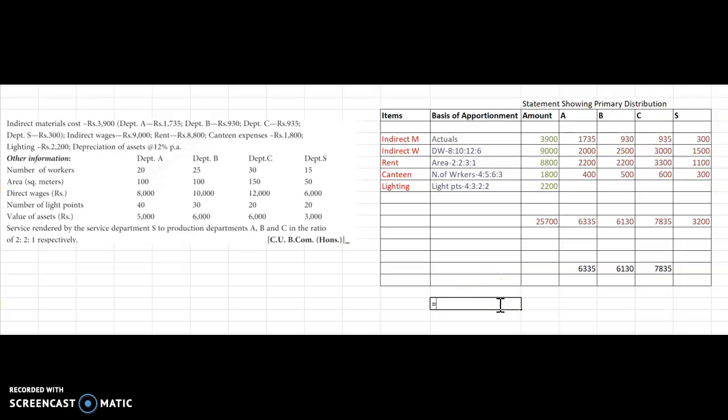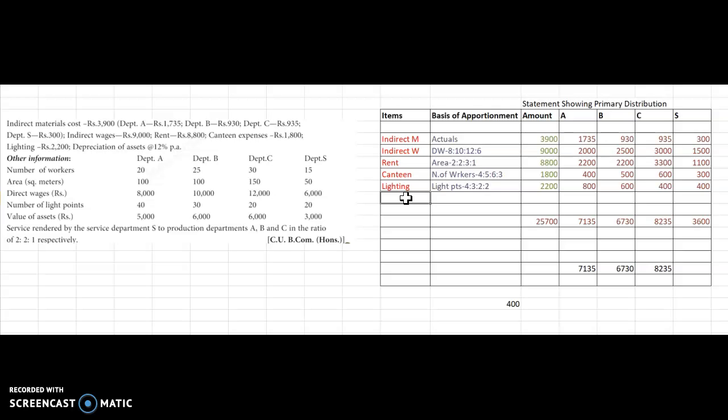So A will be equal to 4 divided by 11 into 2200. So that's 800. Then B will be 3 divided by 11 into 2200, which is 600. And then the other two will be the same, so that is 400 and 400, since C and S have the same lighting points.